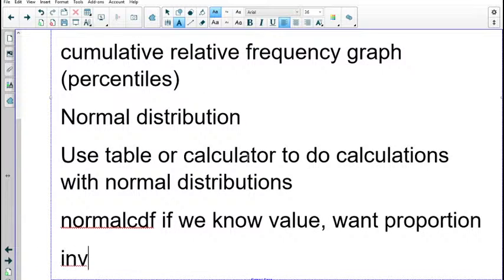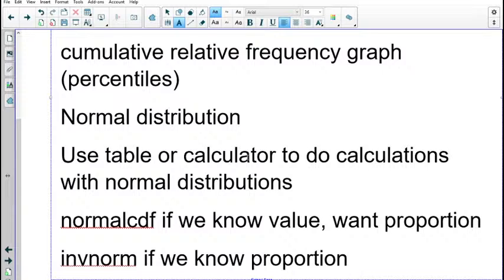Inverse norm, if we know the proportion, usually a percentile, and we want the value. That's working backwards to get, okay, this proportion or this percentile matches up with this z-score, and then I can work backwards from there with the z-score formula to solve for the value.